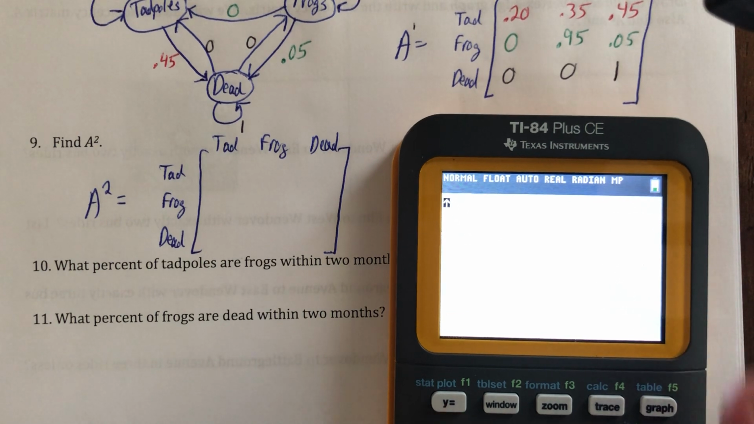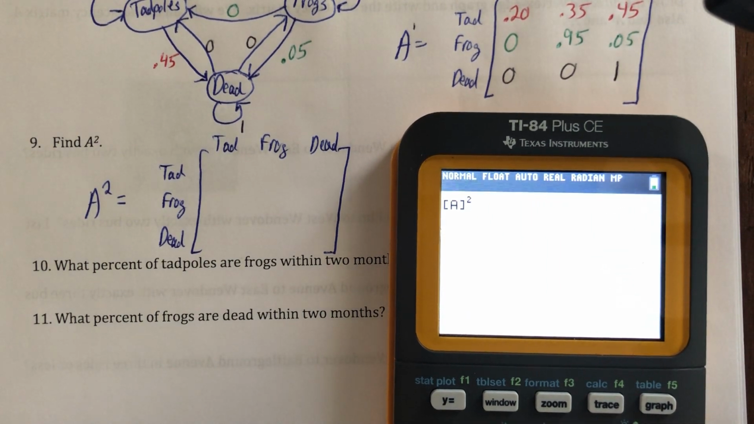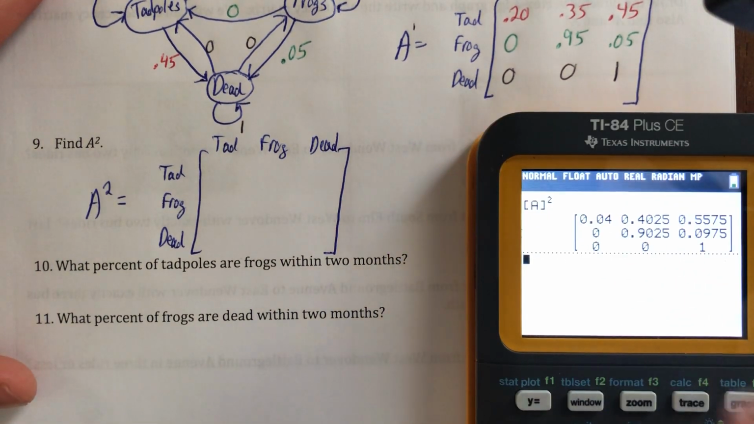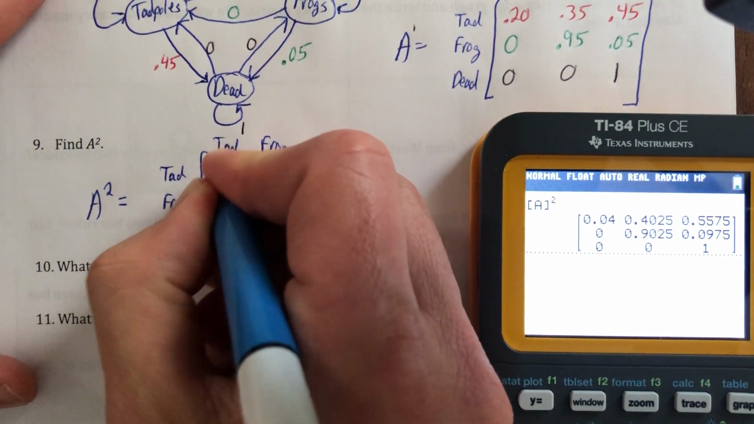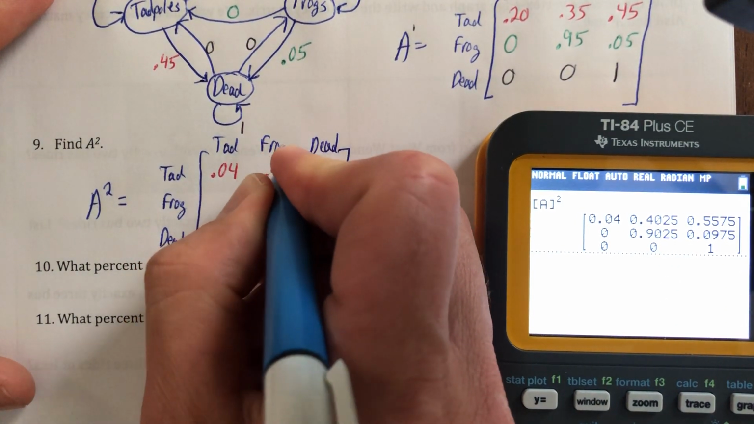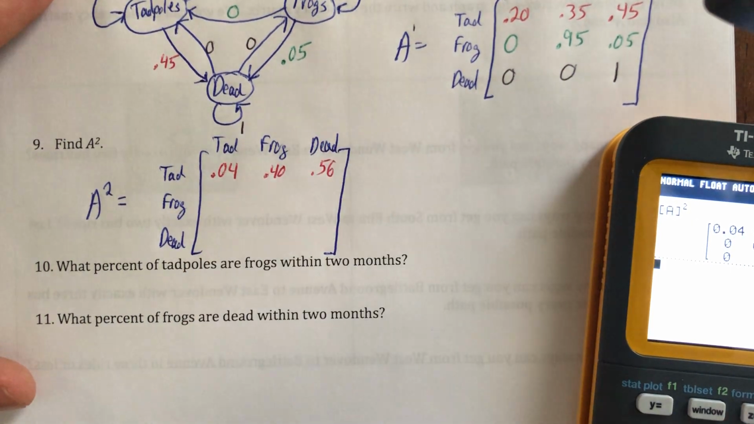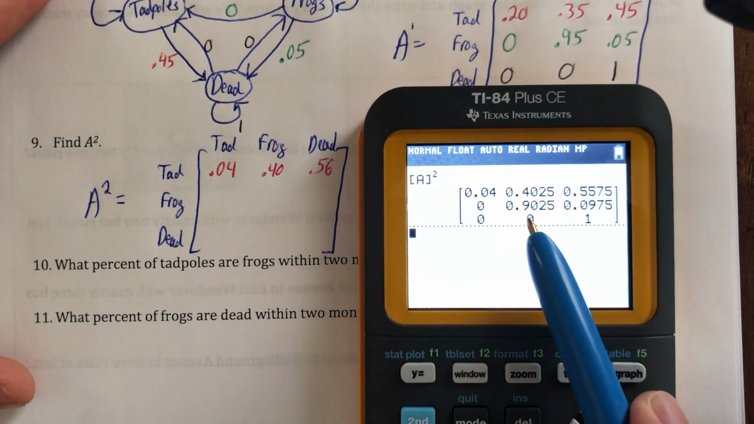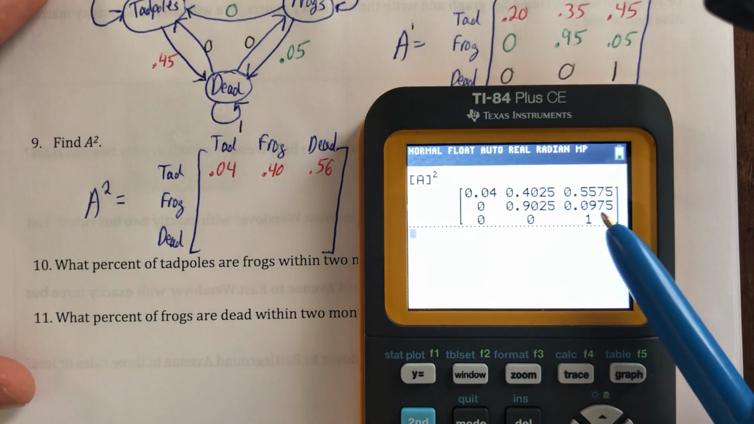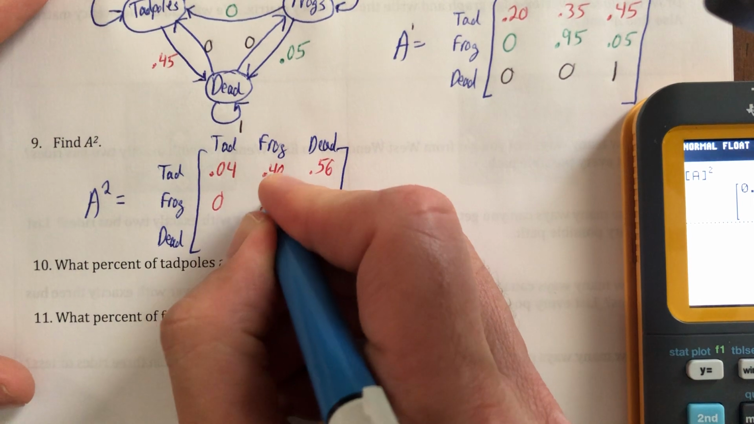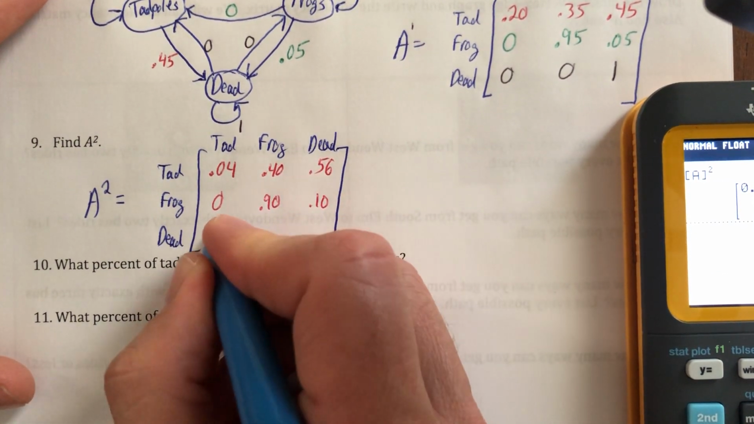And I'm going to square it. So matrix A squared, and it gives me this. I'm going to round to 2 decimal places. It just makes percents a little bit cleaner. And I will use the same color scheme just because I feel like it. So 0.04, 0.04, and this is 0.4025. I'm just going to call it 0.40, and this is 0.56. The third one is 0.56 if we're going to round that appropriately. And then we're going to have 0, 0.90, and 0.10, actually, because the 7 rounds up the 9, which rounds that up to a 10. So 0, 0.90, and 0.10, and then 0, 0, 1.